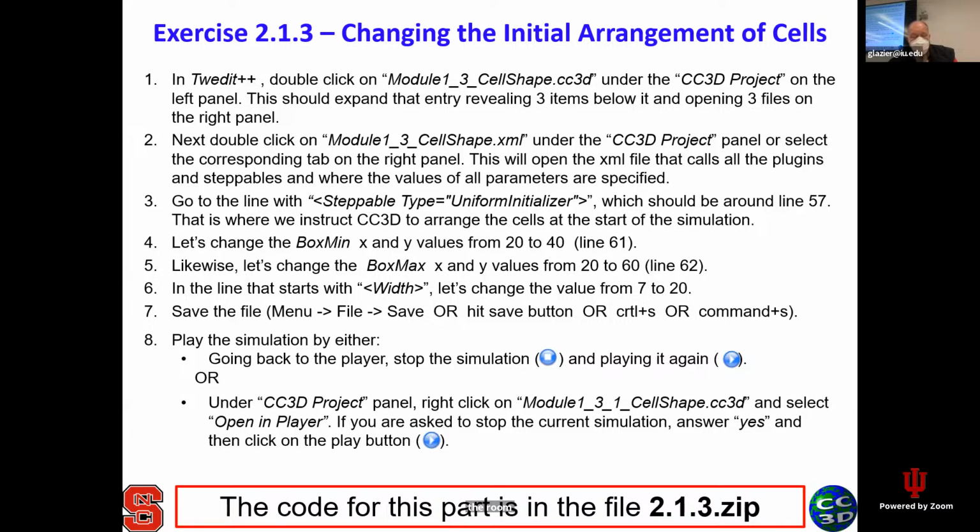And again, if anybody needs help, please speak up. I'm here to help, and Pedro is also here to help. You have 9 cells in a smaller area. Did you change the width parameter to 20? I think you left the width as 7. So in instruction number 6, in the line that starts with width, change the value from 7 to 20.